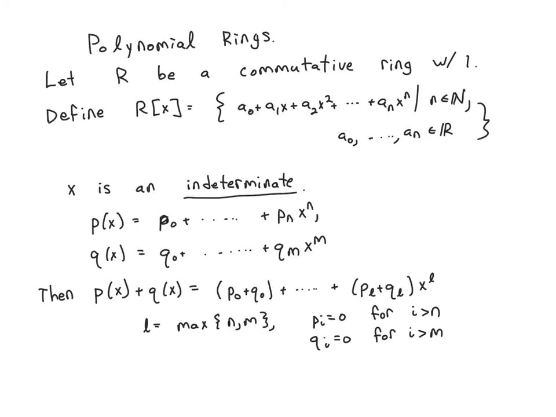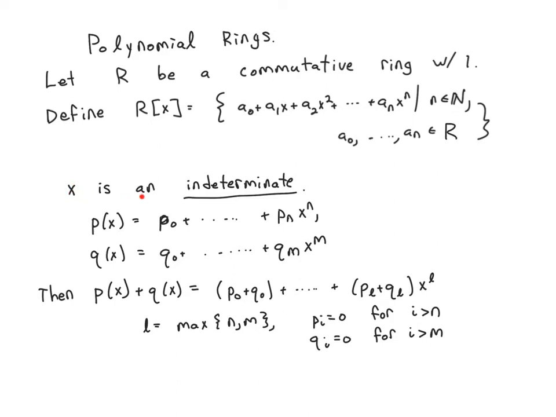Alright, in this video we're going to introduce a new type of ring called a polynomial ring. So we're going to let R be a commutative ring with a unit, 1. And the polynomial ring is going to be the set of polynomials whose coefficients are elements of your ring R.